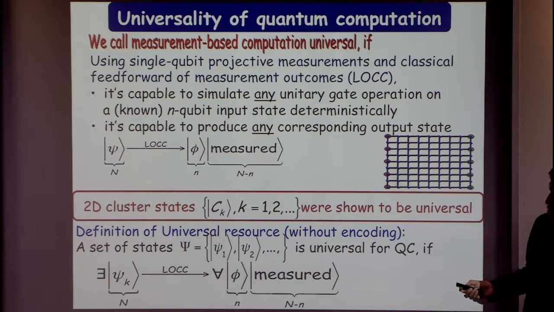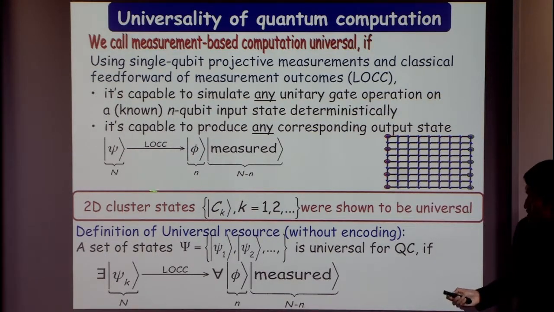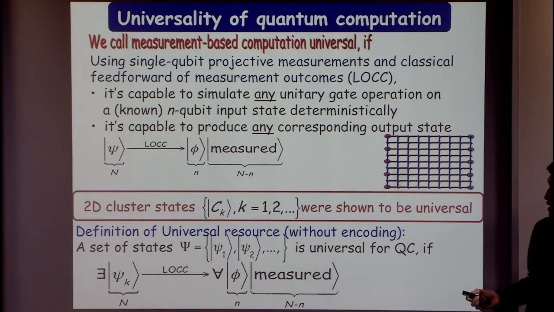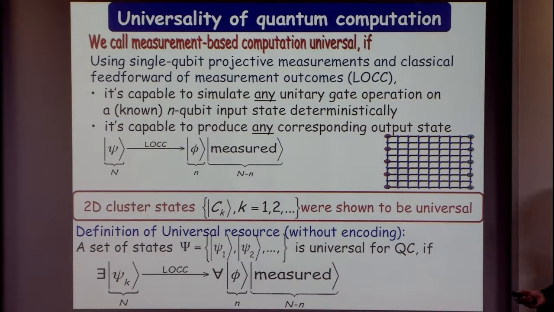So this is roughly what I said. The complexity of the state is the representation of the complexity of the quantum computation. And we consider the set of the psi to be universal for measurement-based quantum computation if you can produce any state, because in quantum computation you are supposed to produce any state. So if you can produce any state, you call the set of states universal.